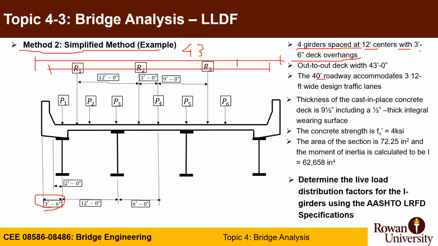The first thing you need to calculate, you have 40 feet, you have the design lane width is 12, so now you have 3 lanes, right? Maximum 3 lanes. Thickness of the slab is 3.5. TS is important, you need TS, including half-inch for integral wearing surfaces. Concrete compressive strength is 4 KSI. Area of the cross section is 27.25, the gross cross section, and the inertia is 62,658. Calculate using the AASHTO LRFD the live load distribution factor.